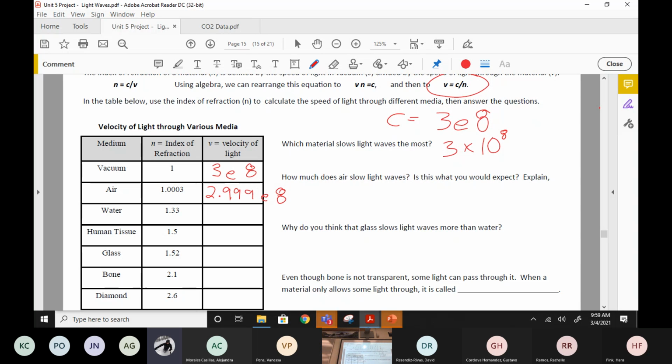So can you see that the speed of light through air is just slightly less than the speed of light through the vacuum of space? Air doesn't slow it down very much. It slows it down a little bit, but not much. What are you going to do for the next one?